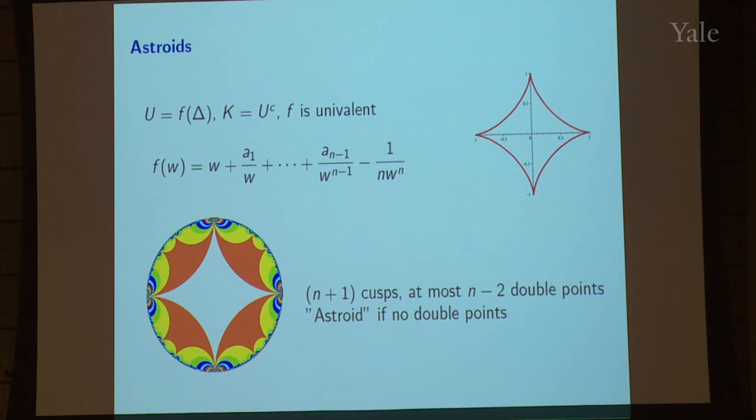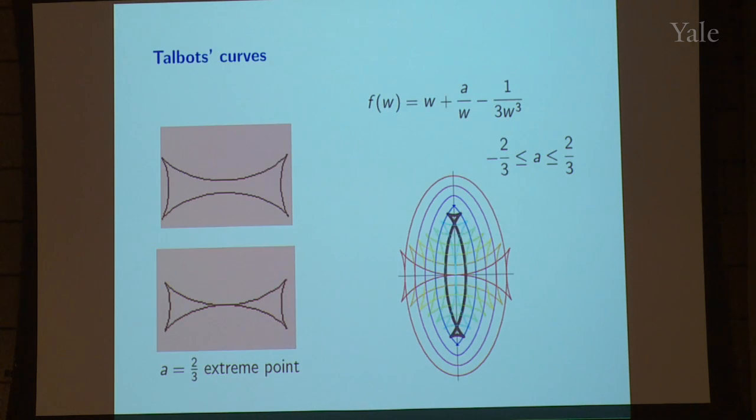And then you use a corresponding Fuchsian group, a reflection group, and you get the generalized Minkowski question mark function, and everything works the same. The only difference is, of course, the groups now come with moduli. So the simplest example is all asteroids with four cusps. And the parameter space is the interval from minus two-thirds to two-thirds. And these are known as Talbot's curves.